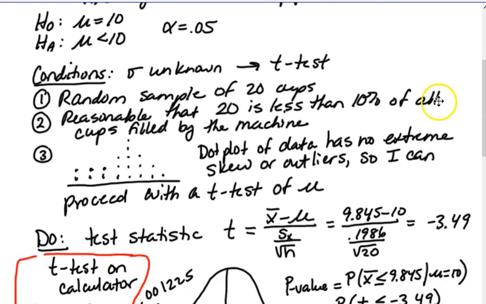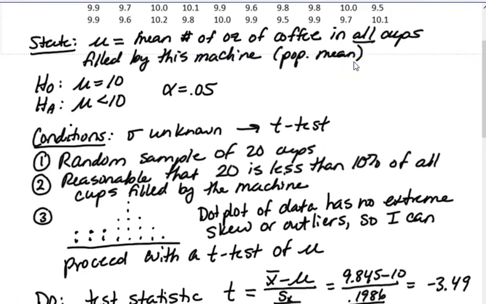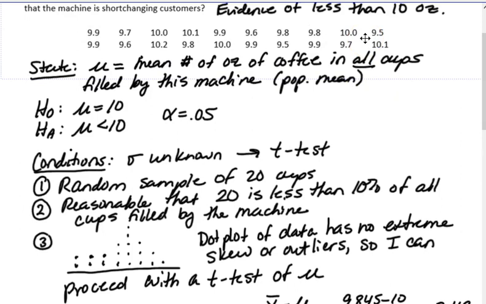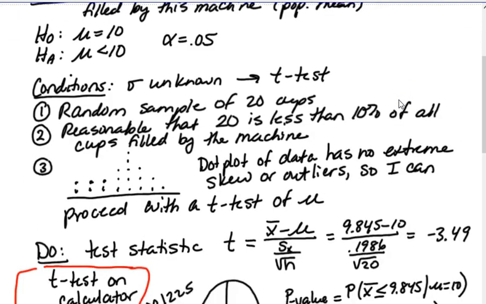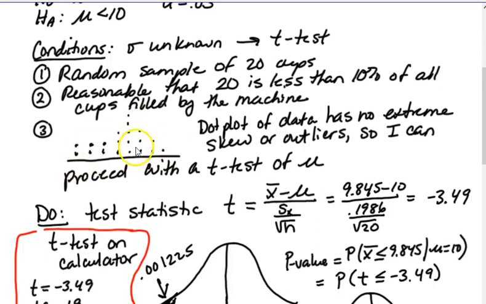So we check our conditions. We have a random sample of 20 cups. It's reasonable that 20 is less than 10% of all cups filled by the machine. In other words, we think the machine makes at least 200 cups. And since we have less than 30 in our sample and we don't know anything about the population distribution, we have to check. We put the data into the calculator and did a dot plot, and found that the dot plot has no extreme skew or outliers, so we can proceed with a t-test.